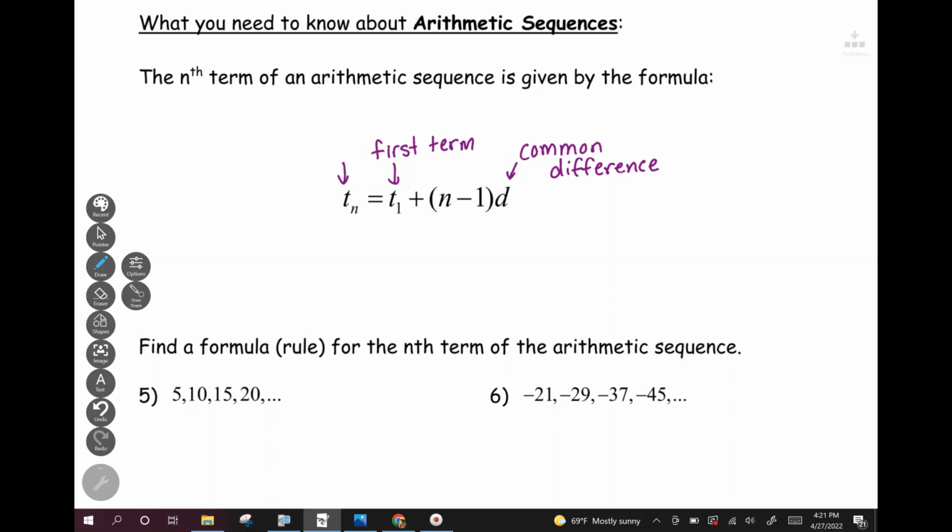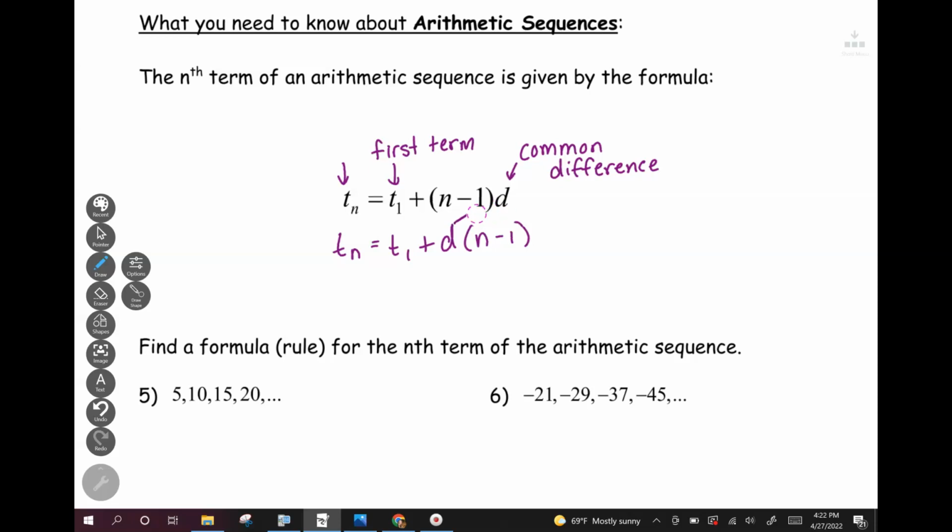Okay, you don't have to write the d behind the parentheses like that. It can actually also be written as t sub n equals t1 plus d times n minus 1. That way you remember you're going to distribute it into the parentheses.